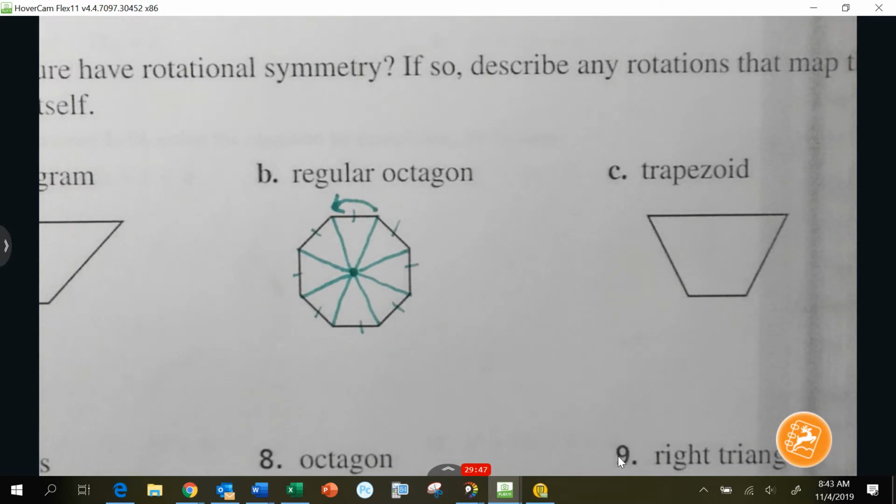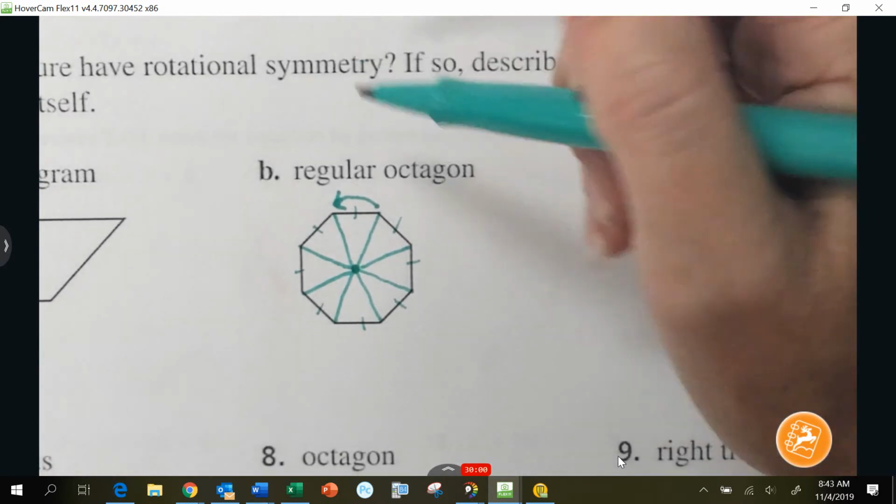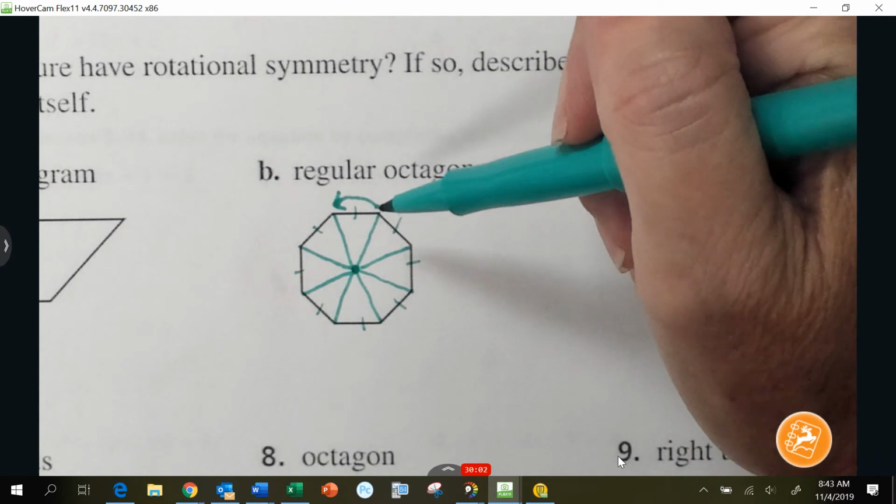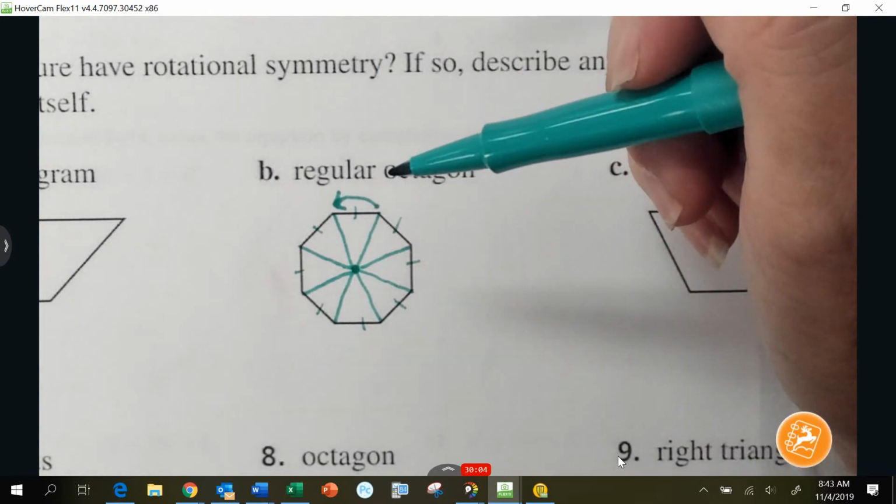How are you getting 45? I'm not saying you're wrong. How are you getting 45? Lucky guess. How can we figure out how many degrees this rotates from one corner till it matches up the next corner?